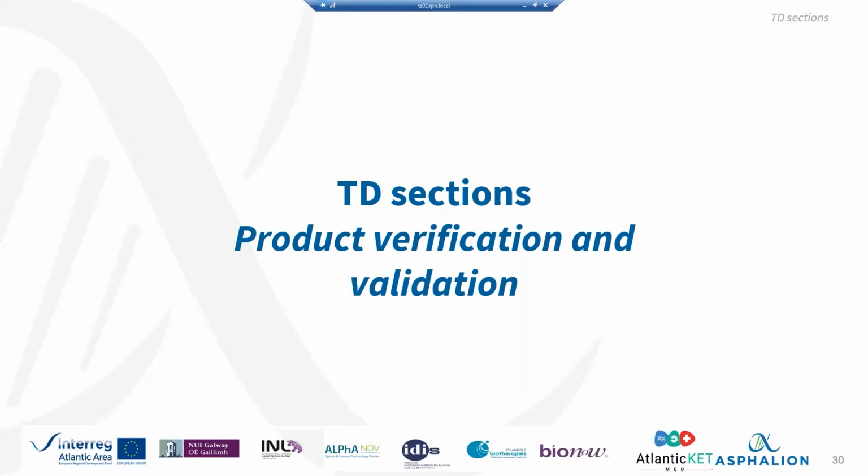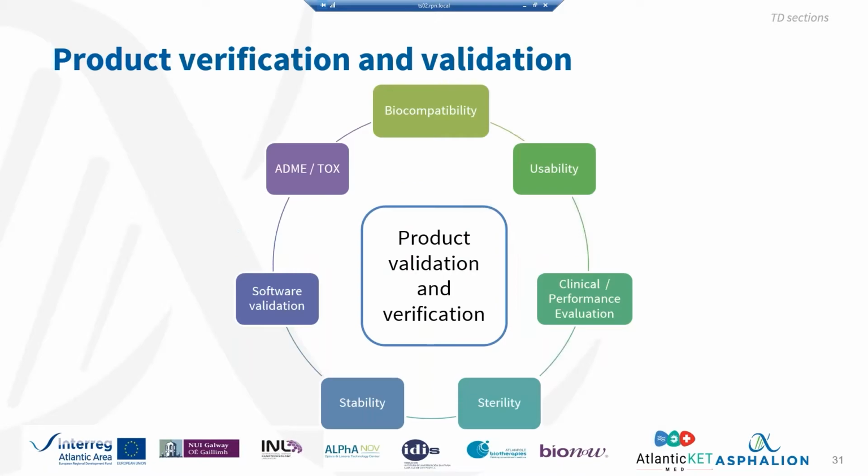So now let's talk about the product verification and validation. Okay, this section includes quite a lot of subsections, and we're going to talk briefly about each of them. If you have questions about any of them, we can talk about it in the end. Okay. So we can see the product validation and verification includes all these sections. Okay, we go through biocompatibility, usability, clinical or performance evaluation, depending on if you have a medical device or an in vitro diagnostic device, sterility of the device, stability of the device, software validation, and so on. Okay, here we're going to focus on the first three, but we can say something about stability.